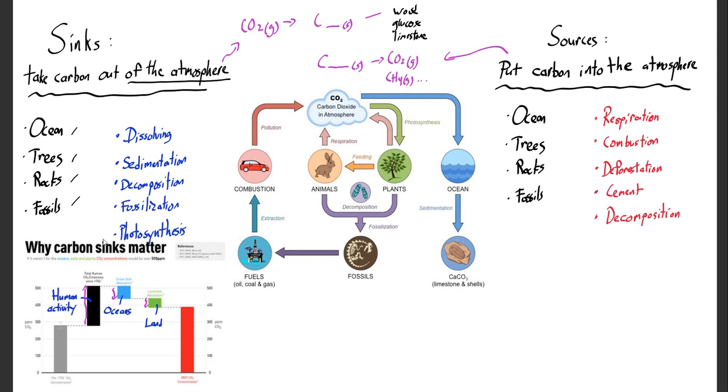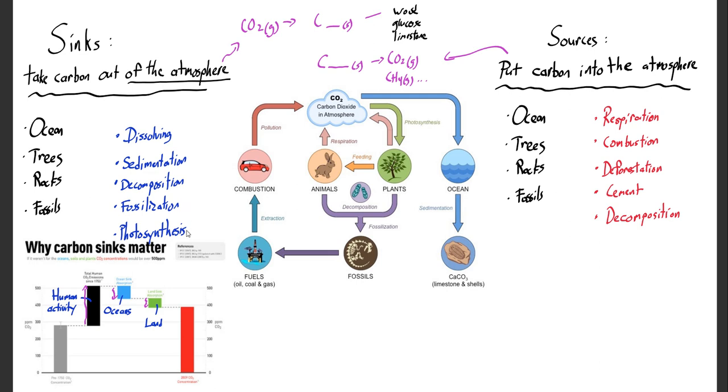So processes that take carbon out of the atmosphere, carbon sinking processes, might be things like dissolving, the CO2 in the air dissolving into the ocean. Sedimentation, bits of plant life or animal life sinking down to the bottom. Decomposition, where carbon contained in a living thing or a dead thing is broken down into the carbon in the soil. Fossilization and photosynthesis, I think we've talked about before.